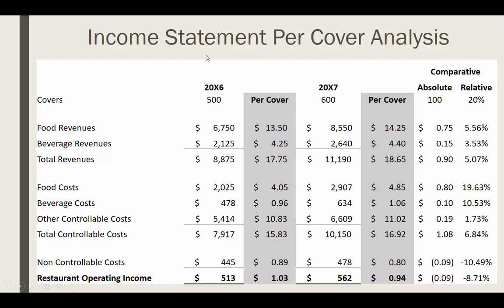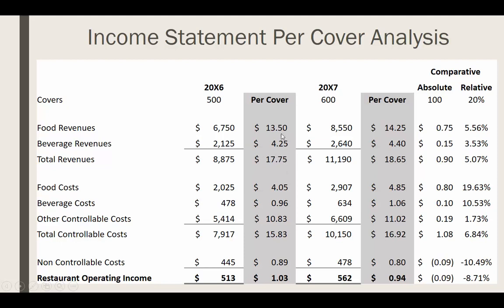So the covers would be, in 2016, I served 500 people. In 2017, I served 600 people. So 600 covers. Those are how many guests. Now, all the per cover calculation really is, let's say the $17.75, all I would have done is divided my total revenues for 2016 by the 500 covers that were served. So $17.75 would be the average check, the average amount per cover.